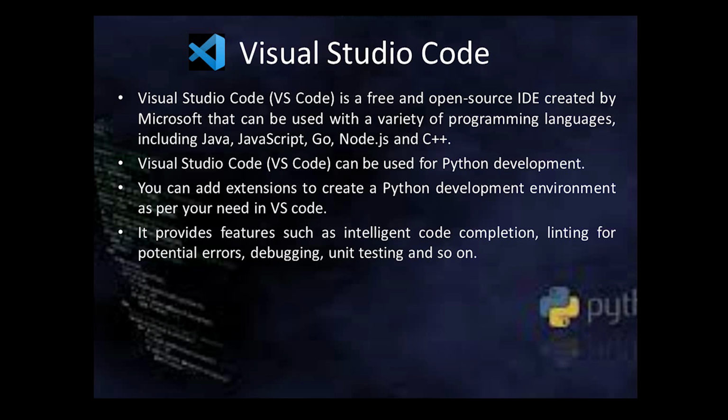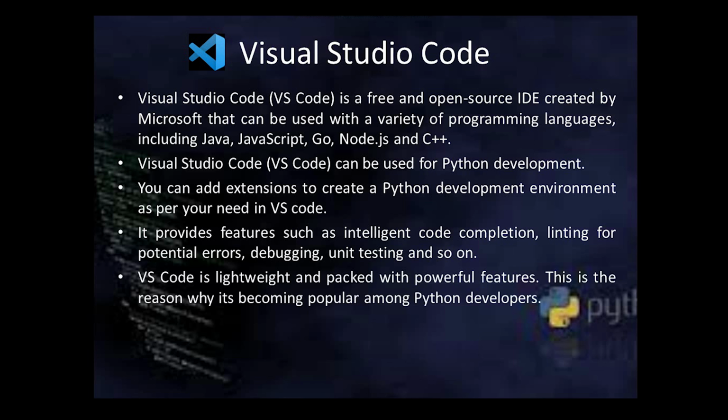It provides features such as intelligent code completion, linting for potential errors, because of which a lot of your typing errors reduce, and ultimately the compiler, that is your Python interpreter work, also reduces. Debugging, unit testing, and so on. Visual Studio Code is lightweight and packed with powerful features. This is the reason why it's becoming popular among Python developers. So without wasting time, let's see how to install it.